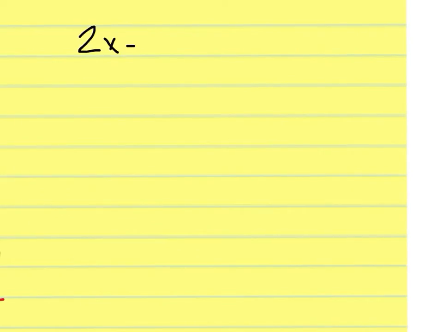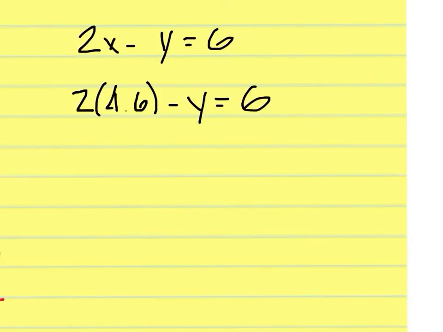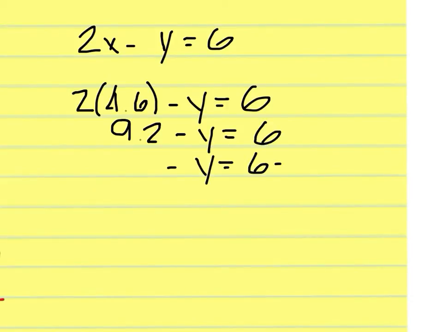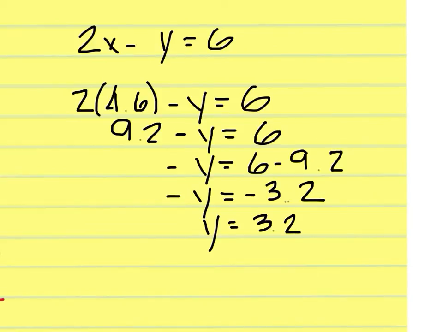So 2x minus y equals 6, and we're going to plug in 4.6 to start with. So 2 times 4.6, subtract y equals 6. That would be 9.2 minus y equals 6. So 6 minus 9.2. When you simplify 6 minus 9.2, you should end up with a negative 3.2. And then divide both sides by a negative 1. So we put in a 4.6 and came back with a 3.2.